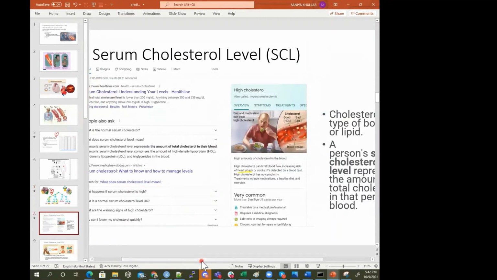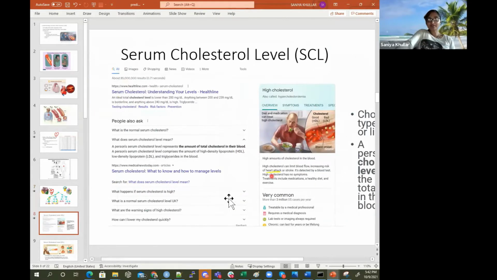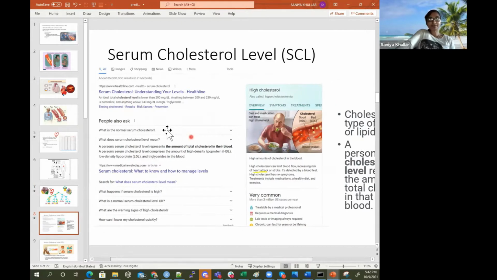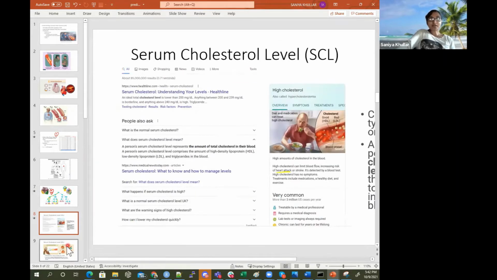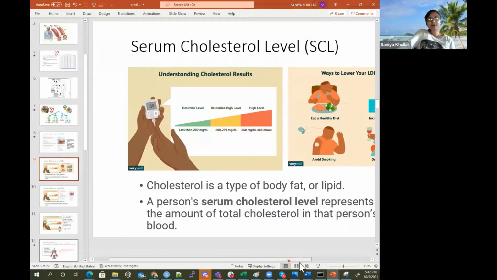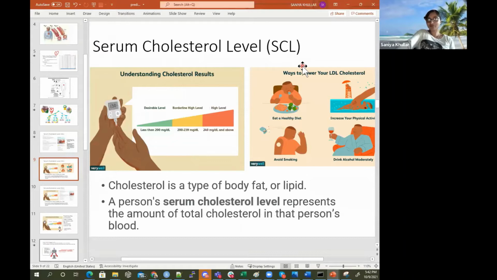Another thing is I was building another predictive model that was using serum cholesterol level. Serum cholesterol level is the level of cholesterol in the blood, the total amount. It can be high density lipoprotein, low density lipoprotein, and triglycerides in the blood. So it's a type of body fat. This serum cholesterol level is the amount of total cholesterol in that person's blood. So I tried to build another type of predictive model that was using serum cholesterol level.